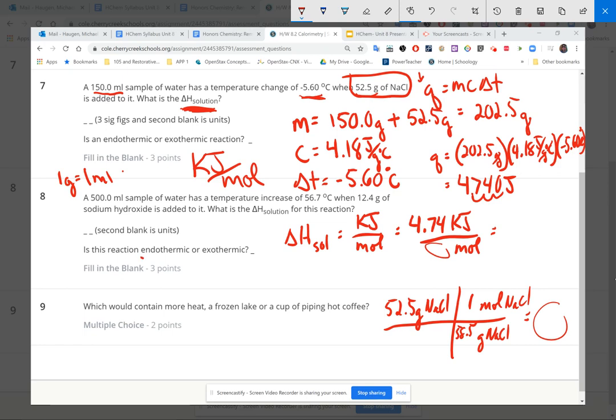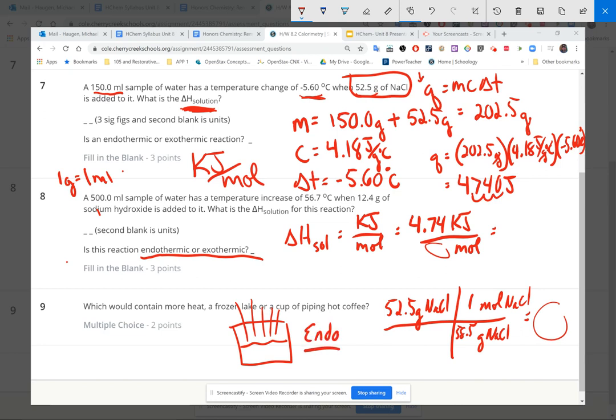So this last part, endothermic versus exothermic. So we started out with water in the cup. And when we added the salt into the cup, the solution was formed. The water lost negative 5.60 degrees Celsius, right? It lost heat. Where did that heat go to? The heat went into making the solution. So it went from the water into the solution. That would be endothermic in terms of the reaction.